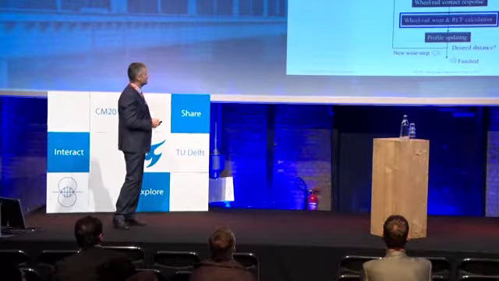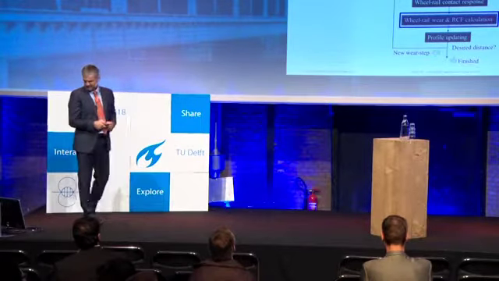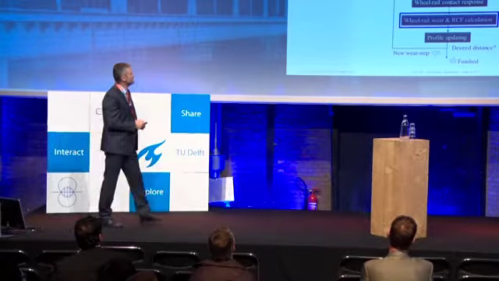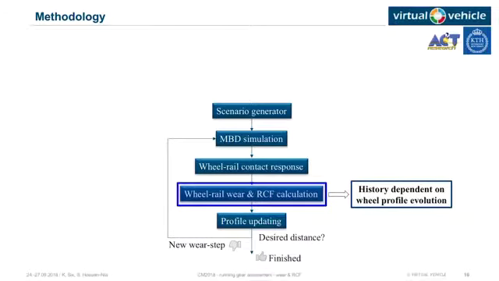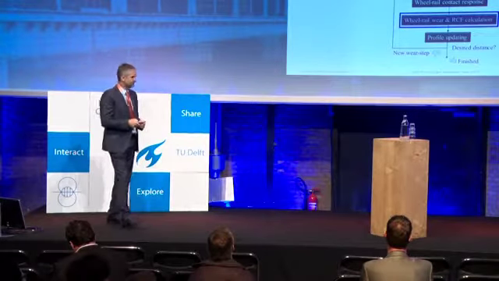Next I want to briefly present the wheel and rail wear and RCF prediction models used. It is very important that when we use this methodology, you get the full history of the wheel-rail profile contact data for every wear state of the wheel.